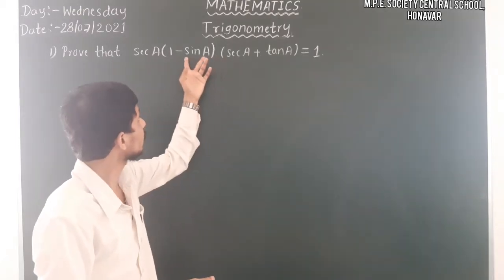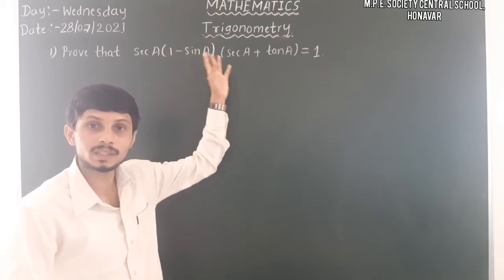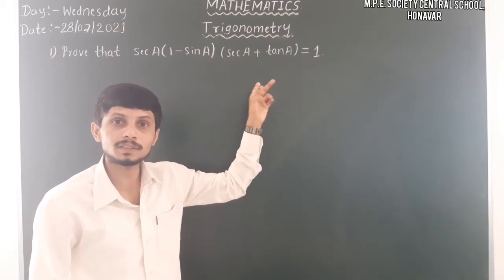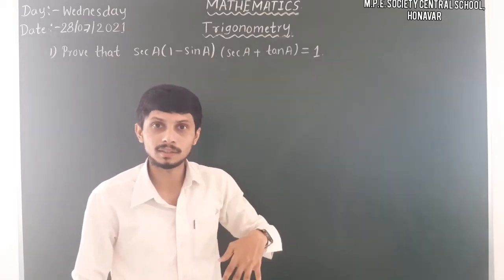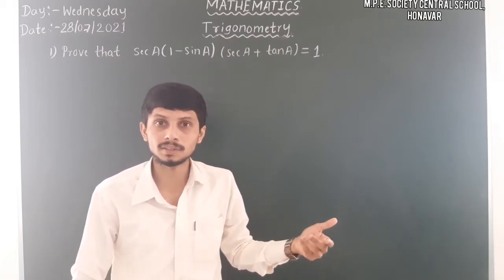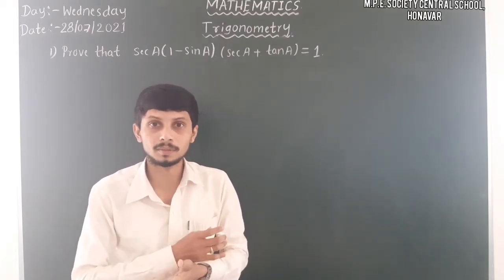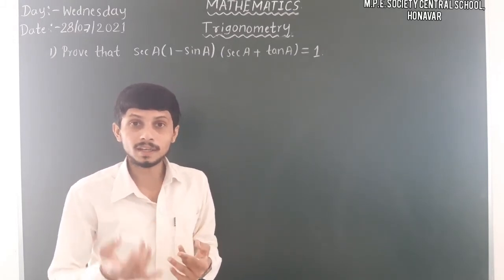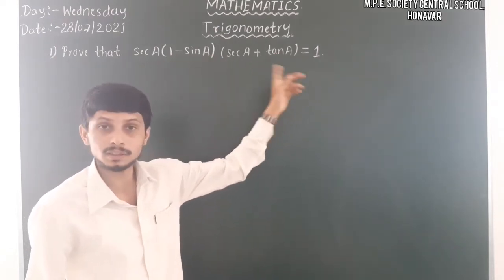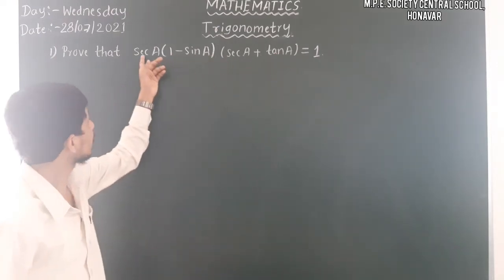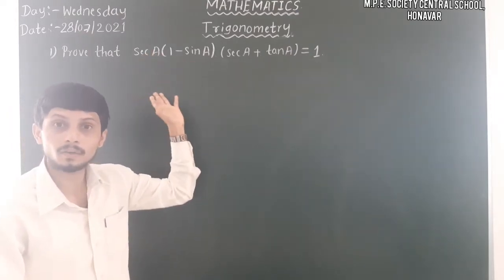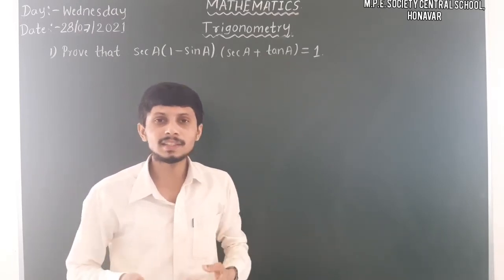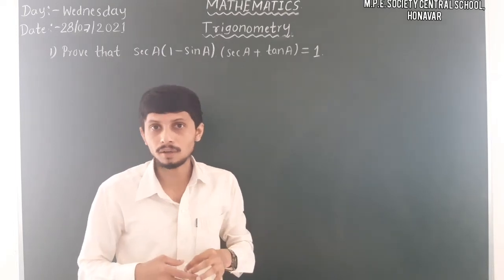But if you want to convert sin a in terms of secant a or tan a, it is a bit difficult. We can write tan a as sin a by cos a, but then the cos a term comes, and changing it is a bit difficult for us. So that's why it is better to express the whole equation in terms of sin a and cos a, because secant a we can express as 1 by cos a, and tan a as sin a by cos a. We can easily convert that, and we can easily solve as well.